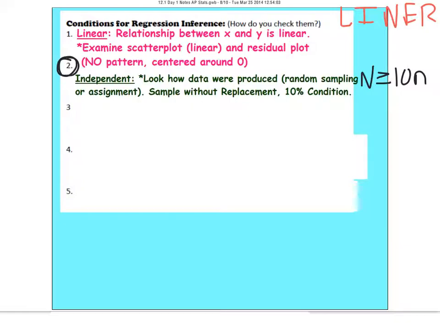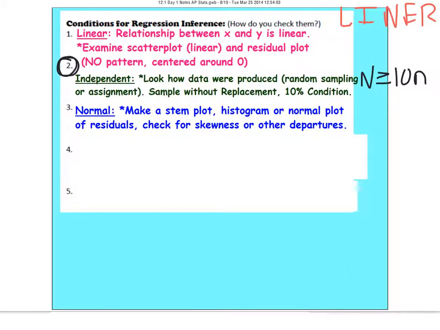The third condition to check is actually going to be normalcy, one that we're used to also looking at. What it means in this case, though, is we need to either make a stem plot, a histogram, or a normal plot of the residuals, and check for skewness or other departures. So I would recommend either plotting a stem plot or a histogram of the residuals and see if there's skewness or departures from that. Again, we've talked about normalcy as a condition within most of our tests and confidence intervals, but do be careful. This one is a little unique in that we're looking at the residuals. So you might have to kind of memorize this one a little more.